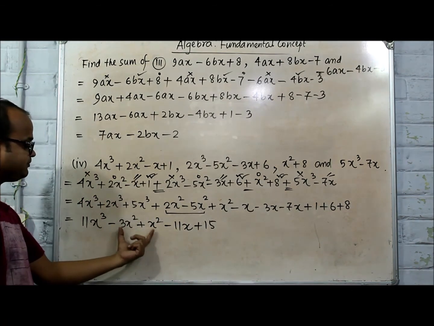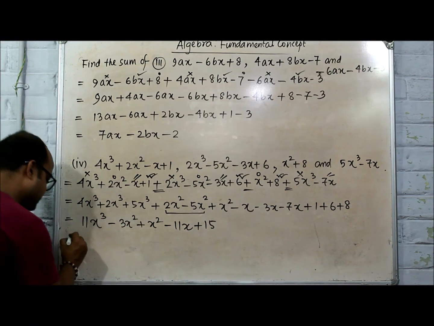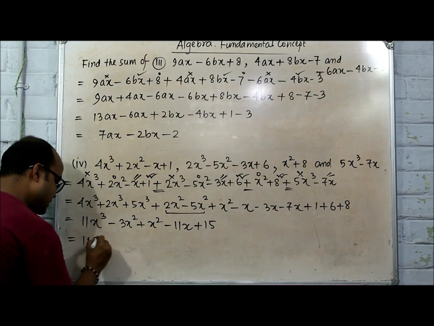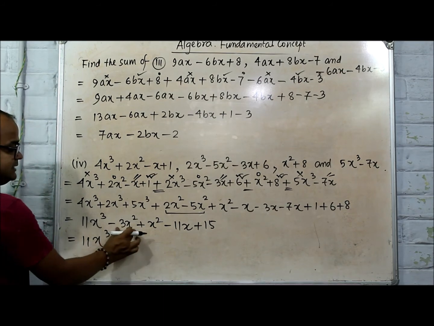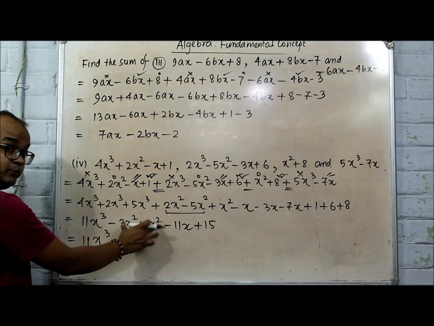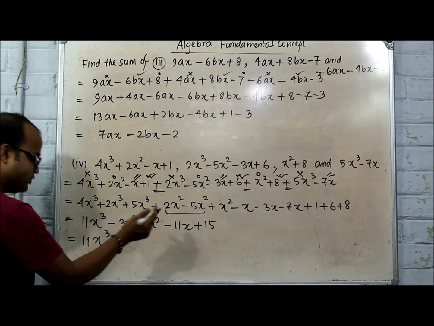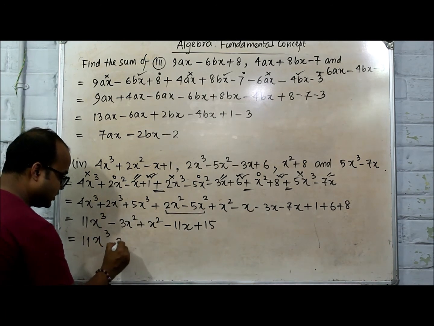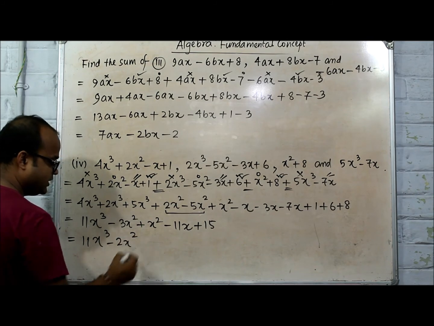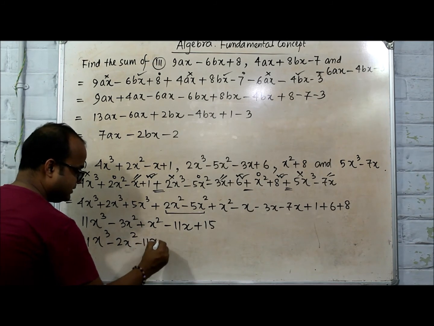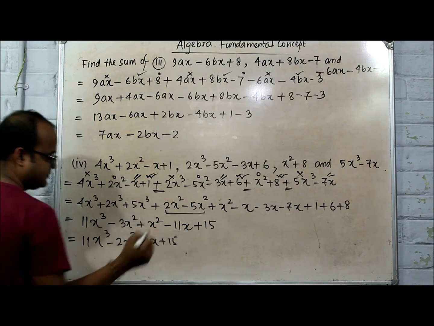Just one more step to simplify this one. So 11x cube minus 3x square plus x. Opposite sign, subtract 3 minus 1, 2. 3 is bigger. So the answer will be minus 2x square minus 11x plus 15.